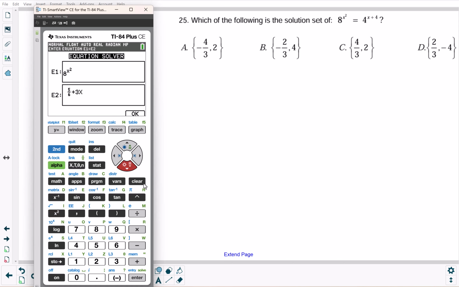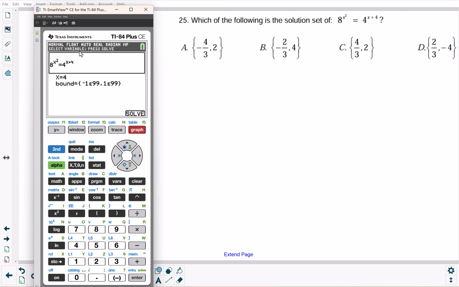Down arrow and clear that. Then 4 raised to the x plus 4 power. And we want to double check that before we continue. OK is above the graph key, so I'll press graph to mean OK, and it's taking me to this. Now, this is not necessarily the answer. This is where I put in my initial guess.